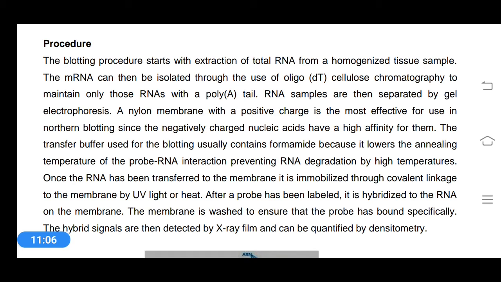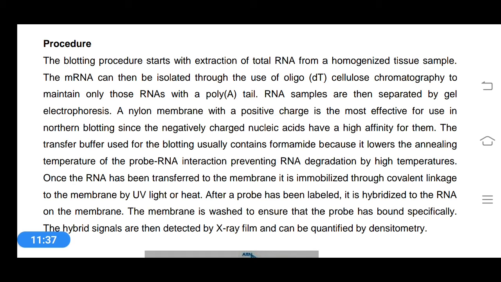A nylon membrane with a positive charge is the most effective for northern blotting, since the negatively charged nucleic acids have a high affinity for it. So here the nylon membrane is with a positive charge. As these nucleic acids are negatively charged, we are taking a positively charged nylon membrane.